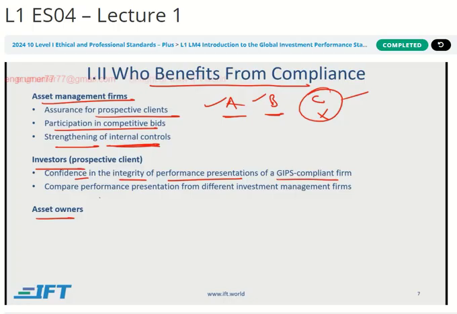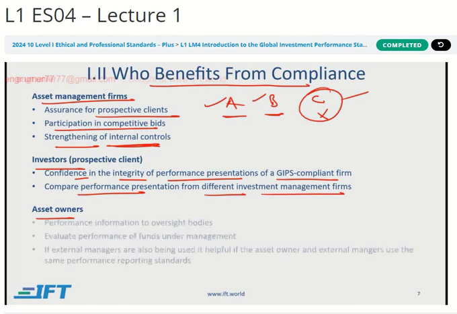It also allows investors and potential clients to compare performance presentations from different investment management firms. So even if these investment management firms are in different parts of the world, as long as they are following GIPS standards, it makes it relatively easy for prospective clients to evaluate these different investment firms.